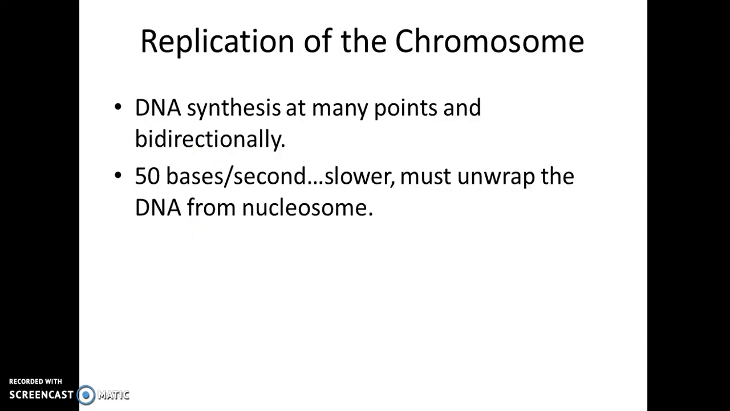So we talked about how the DNA is replicated in prokaryotes, and we're going to talk about it here too. DNA synthesis happens at many points on the chromosome, and it happens bidirectionally. It happens at about 45 bases per second. It's a little slower because the DNA must unwrap from the nucleosome.